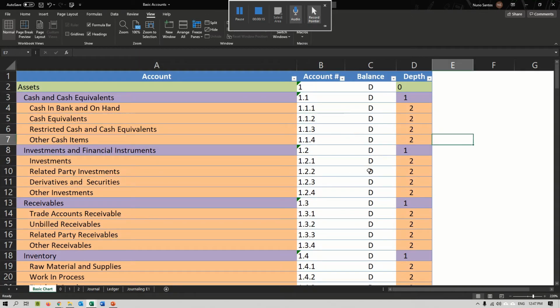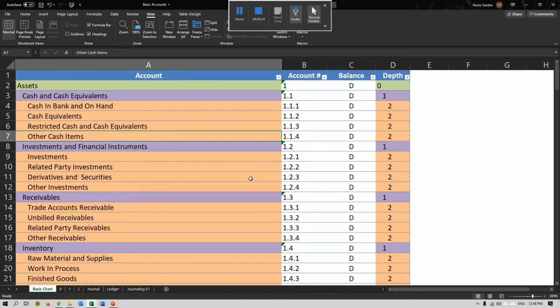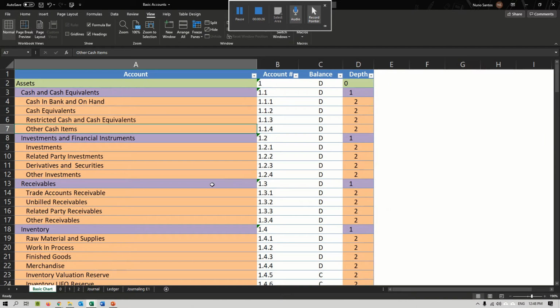Well, the good news is many of these accounts you can actually adapt to your needs. This is something that I created here just as an example, and therefore many of these accounts you'll never have to use. But how do you actually find the right account? How do you find the right code of the account that you need to use?